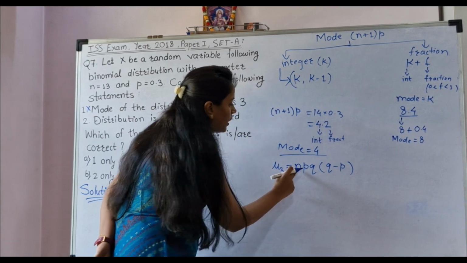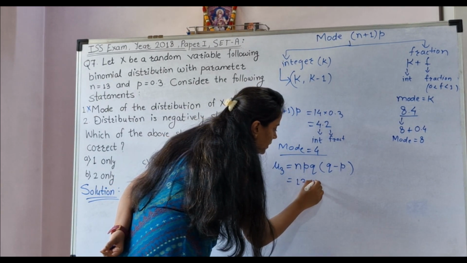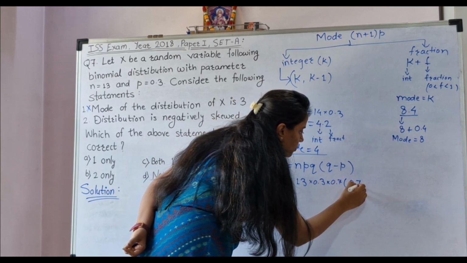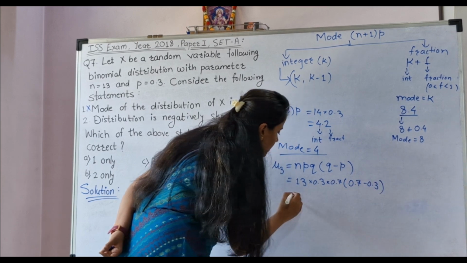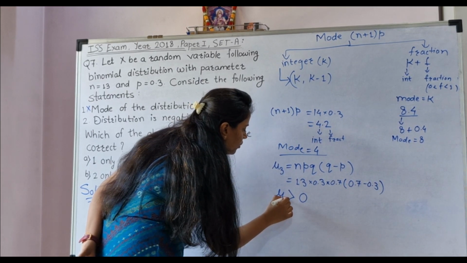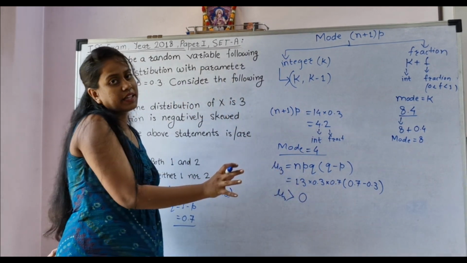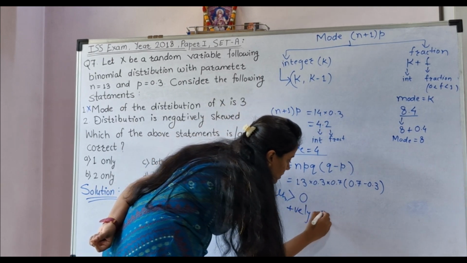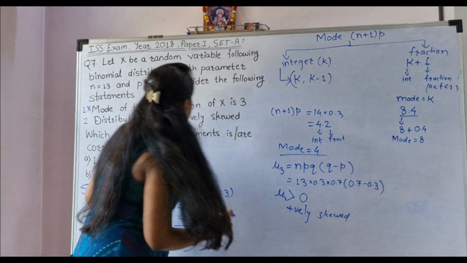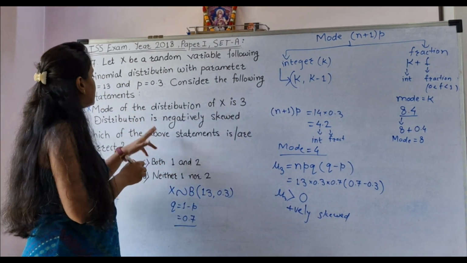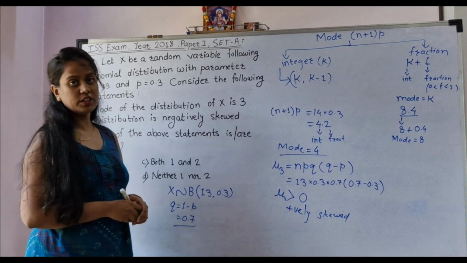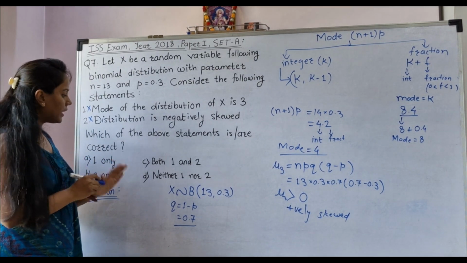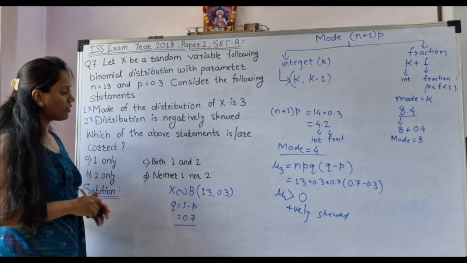Let's put our values. Value of n is 13, p is 0.3, q is 0.7. So it is 0.7 minus 0.3. So we see here our value of mu3 is greater than 0. So our skewness is positive. We can say distribution is positively skewed. But in the second statement it is given that distribution is negatively skewed. So our second statement is also not correct. So correct answer is option D, neither 1 nor 2.